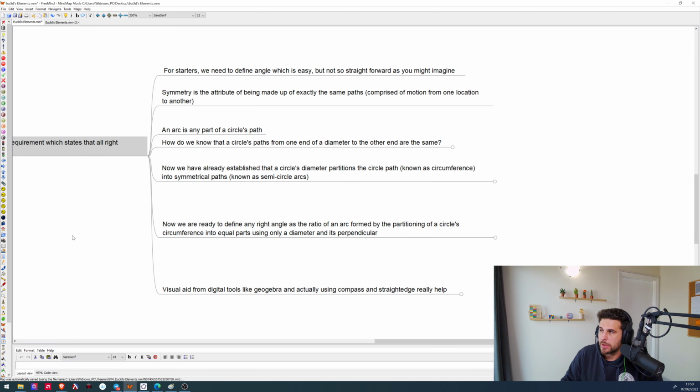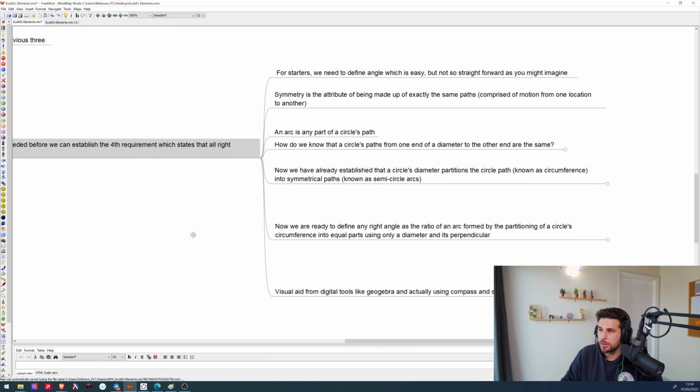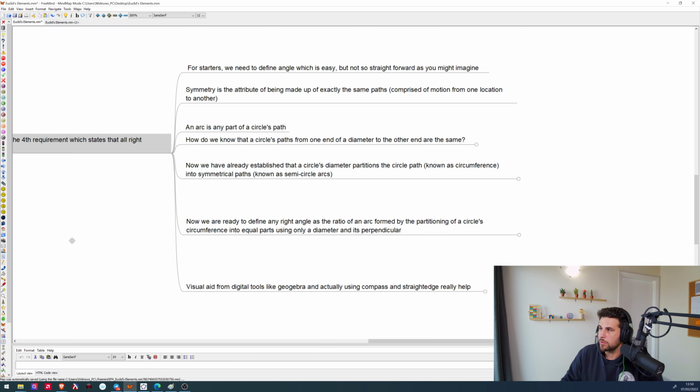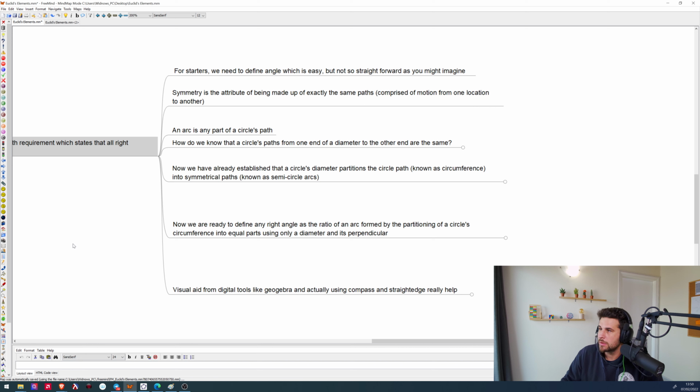So for starters, we need to define angle, which is easy but not straightforward as you might imagine. So first we have to define, as we said here, we need a few definitions before we move on. So first we need to define symmetry. So symmetry is the attribute of being made up of exactly the same paths, comprised of motion from one location to another. This is also again apparent if we think in terms of constructions and using a compass and a straight edge. But use your mind for now, because it's the same thing as we've said anyway.